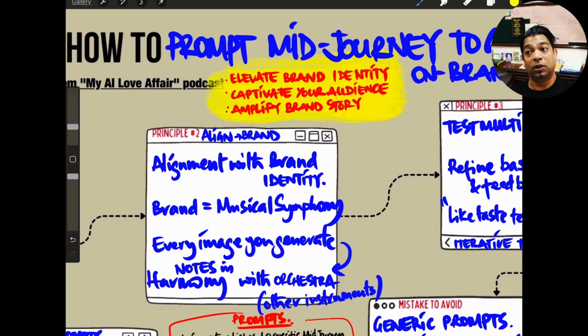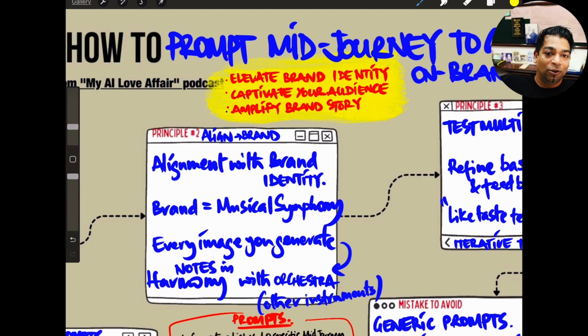So figure out what your colors, logos, fonts, all those really important things are, so then you can align that with what you're trying to create. Think of your brand as this big musical symphony. These are the notes, these are the ways that you align things when it comes to your business. Every image you generate, think of them as notes in harmony with your orchestra.